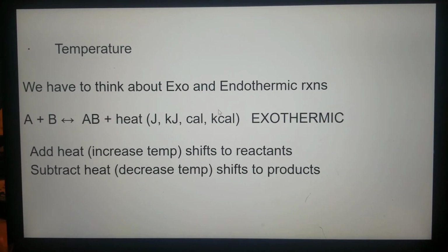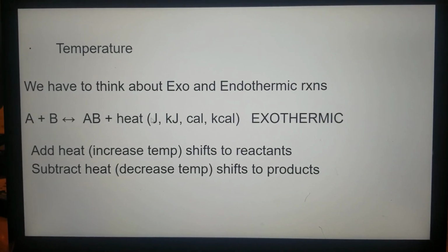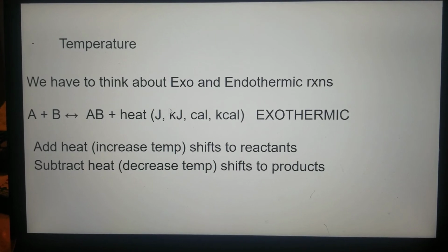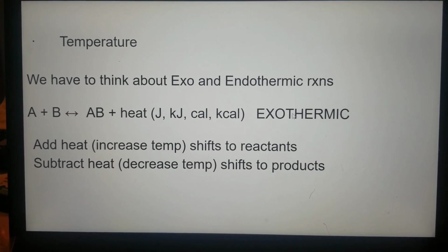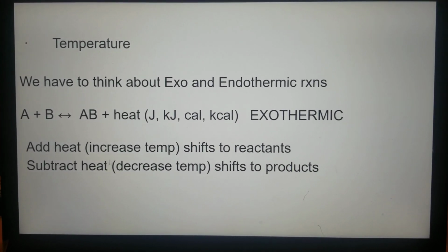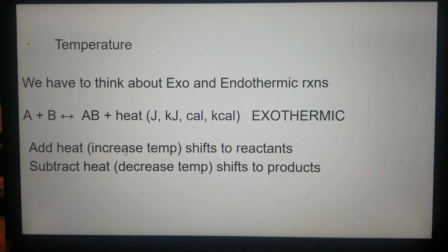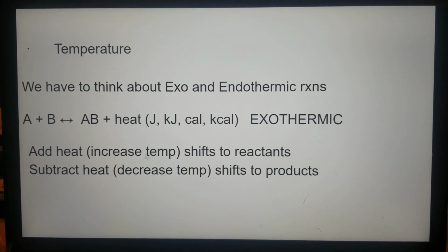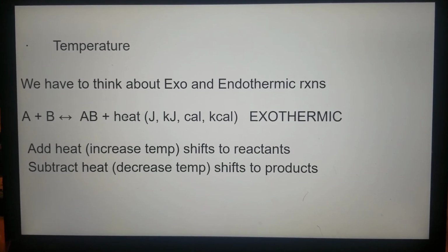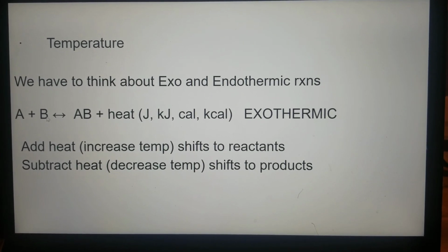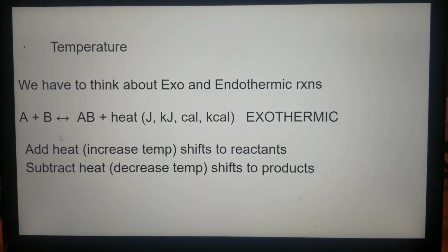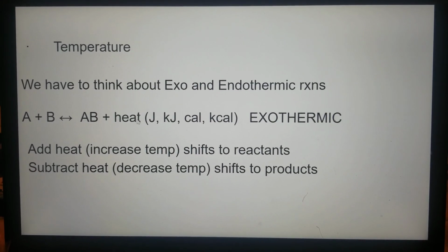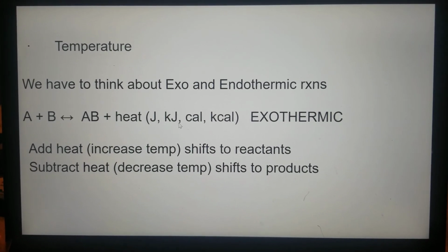This in parentheses are all the different units you might see of heat: joules, kilojoules, calories, and kilocalories. So if there's heat released, it's going to be an exothermic reaction. So then you go back to the same rules that we talked about when changing the concentration. If you add heat, which is the same thing as increasing the temperature, in an exothermic reaction, adding heat is going to shift to the opposite side. So add opposite. And if you subtract heat, which is the same thing as decreasing the temperature, remove heat, then it's going to shift to the same side, which is the products.